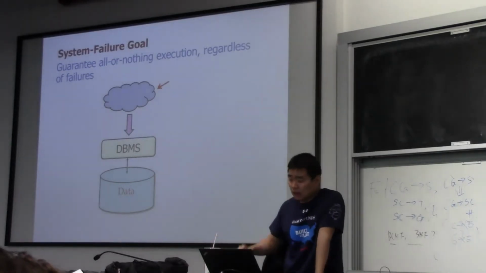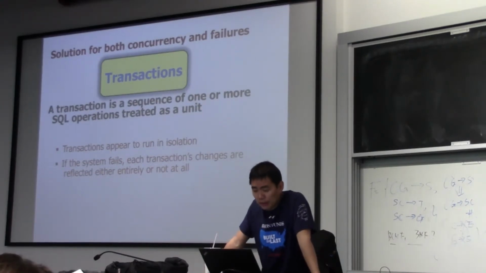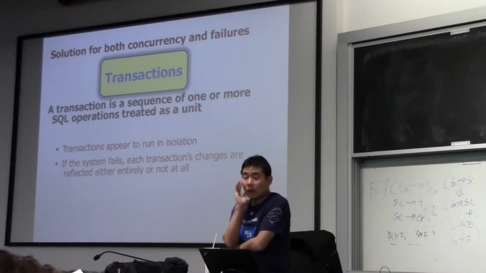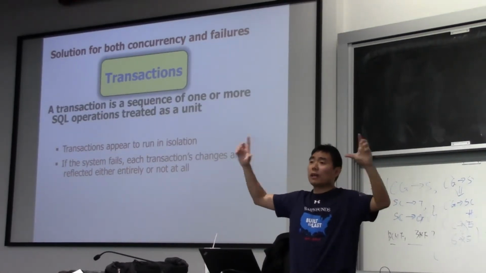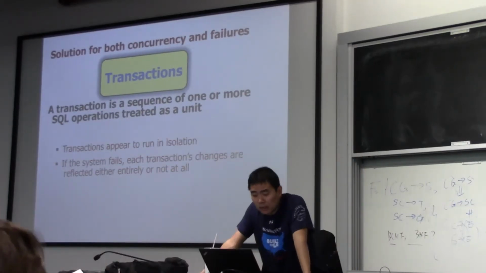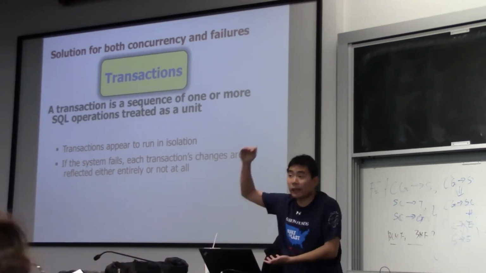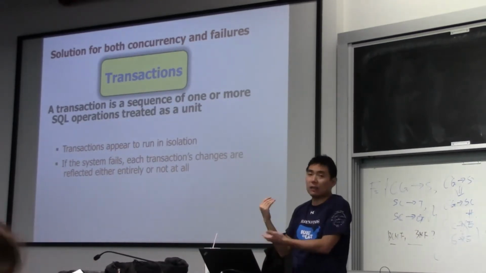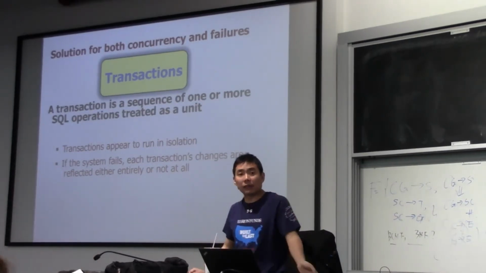So guarantee all or nothing execution regardless of failures. The solution for both concurrency and failures is the transaction. And a transaction at a high level is a sequence of one or more SQL operators or SQL statements treated as a unit, quote unquote, an atomic unit, like an atom. Transactions appear to run in isolation, and if the system fails, each transaction's changes are reflected either entirely if the transaction has committed, or not at all if the transaction has either gone back on itself or hasn't committed yet at the time of system failure.